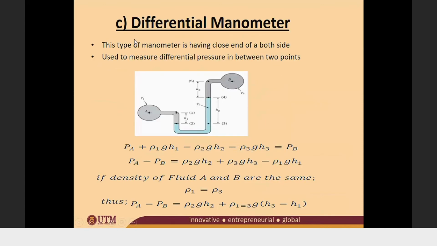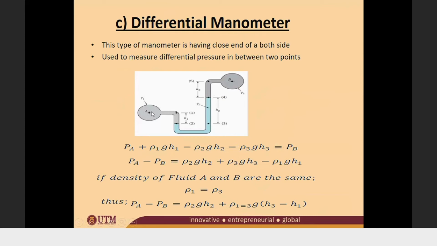Right, so now here is another manometer. It's called a differential manometer. Here you want to find the difference between PA and PB. So that's called the differential manometer. Let's say you want to find PA minus PB. Again, you use method number 2.